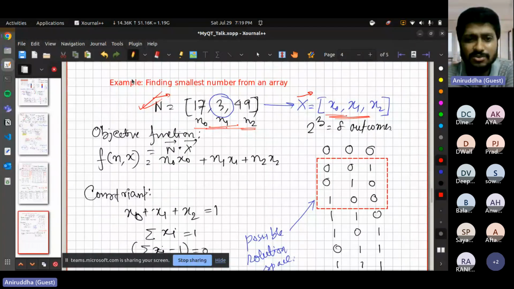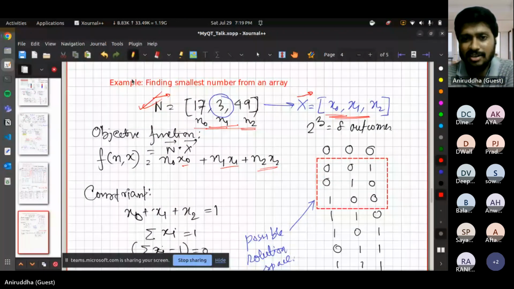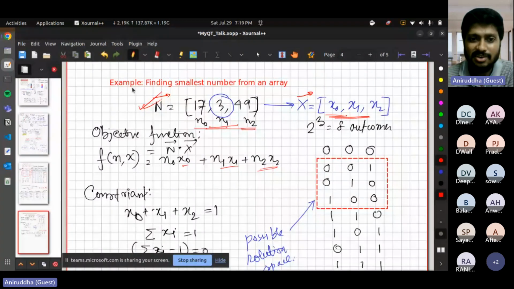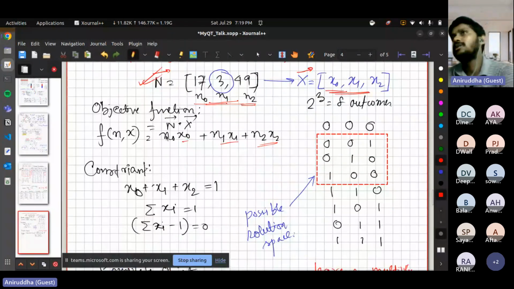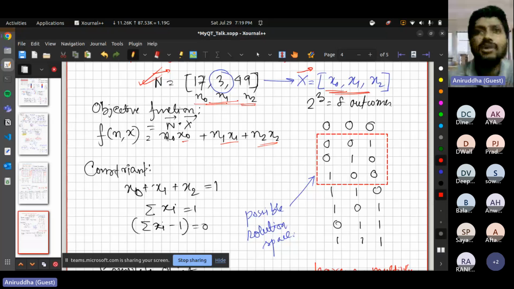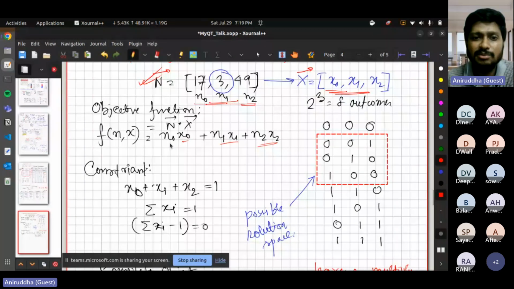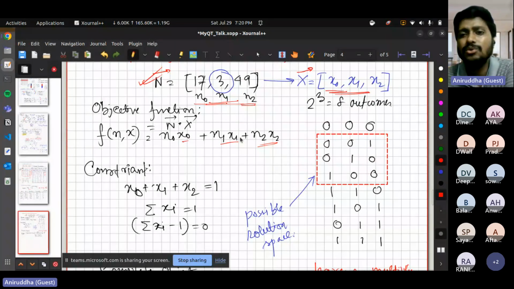So if I do this, I'll get n0 x0, n1 x1, n2 x2. Now this is my objective function, and as we know, quantum hardware is quite good for handling quadratic structure of the objective function. So the final objective will be squaring them up to get the final objective function. Okay, now the thing is, how do we extract the results?